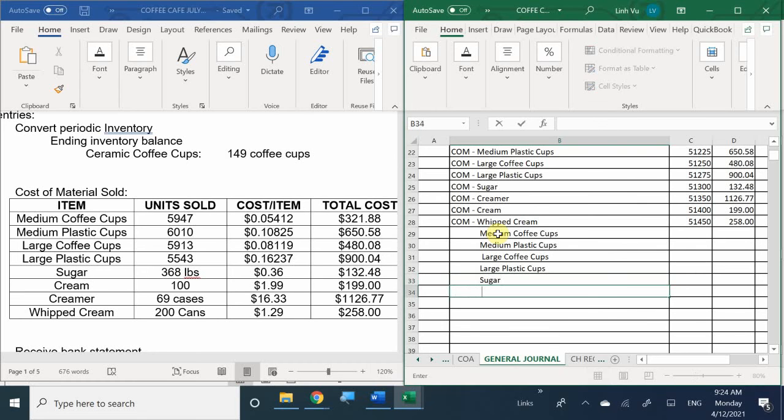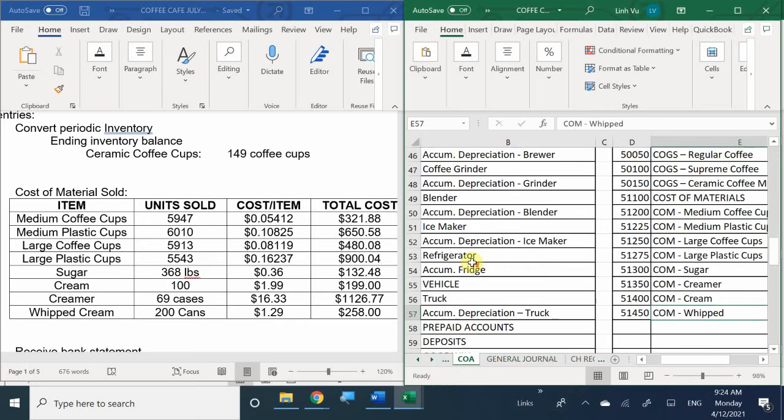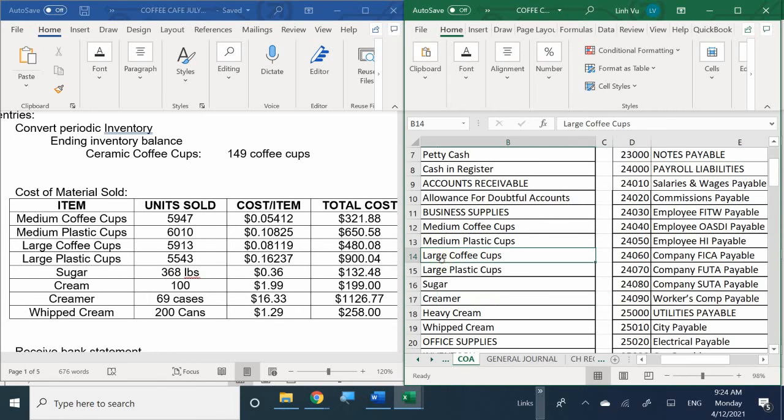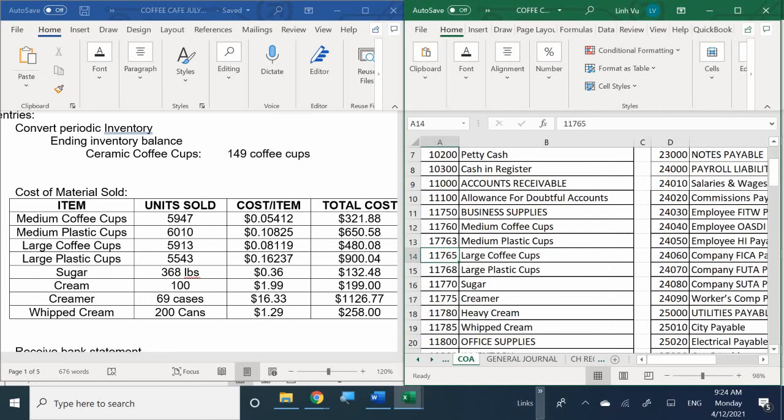We have creamer. We have heavy cream, and we also have whipped cream. Okay? So let's take a look at our little chart of accounts and take a look at our business supplies. Out of all of those business supplies, what are my account numbers going to be?